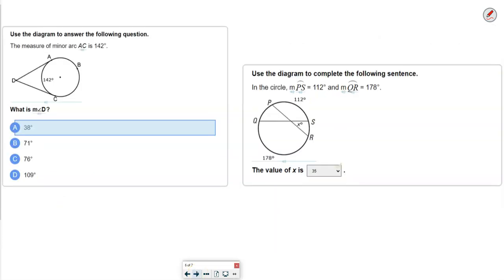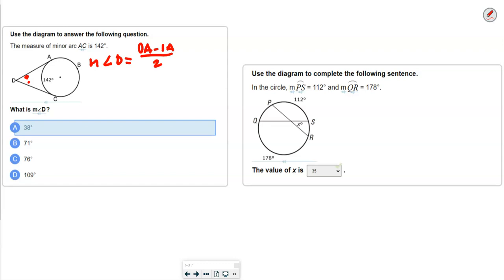All right, so the next one says the measure of the minor arc is AC. What is the measure of angle D? So we're looking for this right here. So our formula is the measure of angle D is equal to the outside arc minus the inside arc divided by 2. And in this case, we have two tangents.